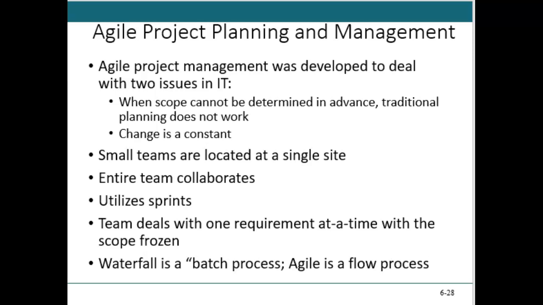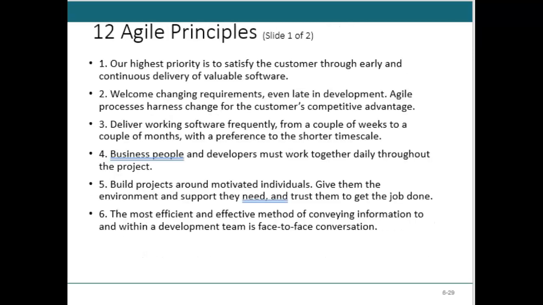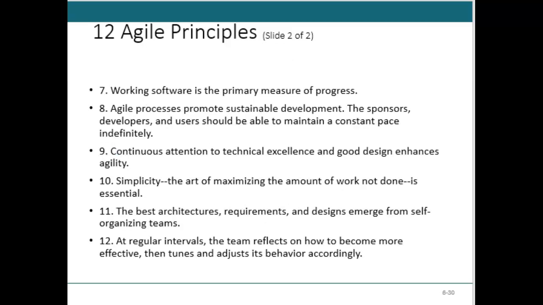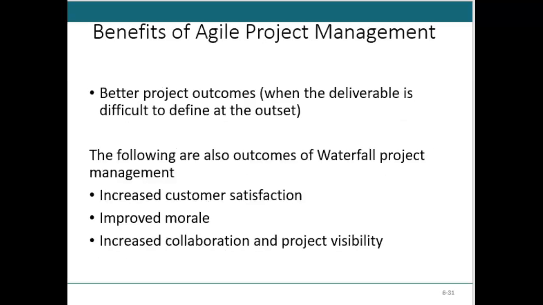Where waterfall is more of a batch process, right? Where I've identified everything up front. Agile is a flow process, right? And so there's these 12 principles of agile project management. The book lists them out. They are listed here, very interesting. It was called the manifesto, right? A manifesto, and these are the agile principles. Very interesting, worth your read.